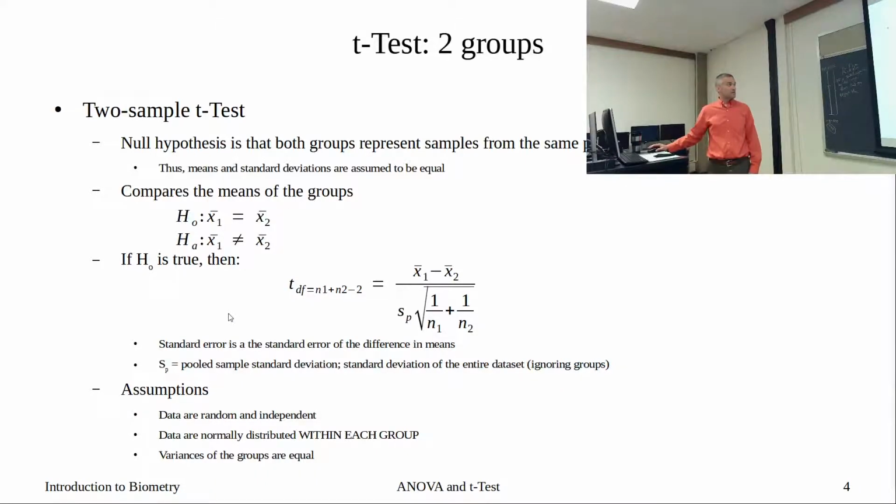All right, so with our t-test, our assumptions are these. Data are random and independent. Data are normally distributed within each group, that's an important one, and the variances of our groups are equal. So we're going to have 3 assumptions. Random and independent is fixed by how we collect our data, so we're not going to check that. But we're going to have to check both of these other assumptions before we proceed with the t-test.